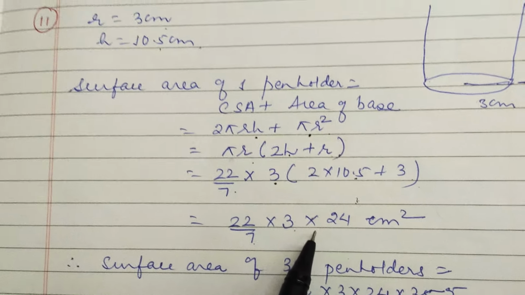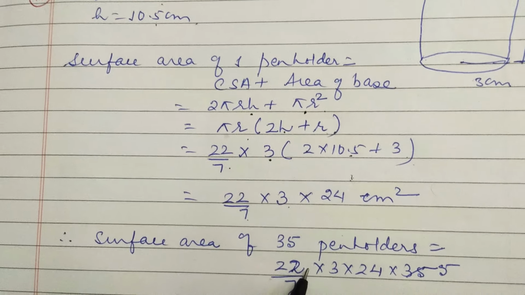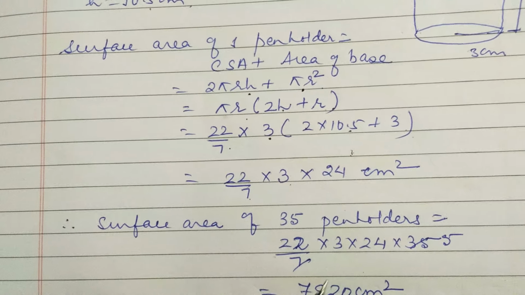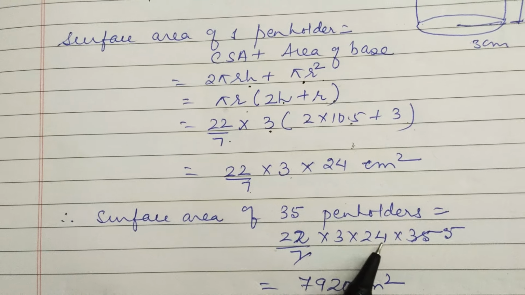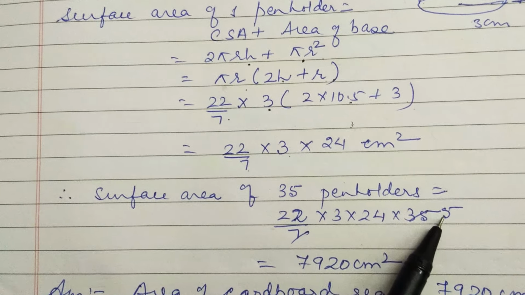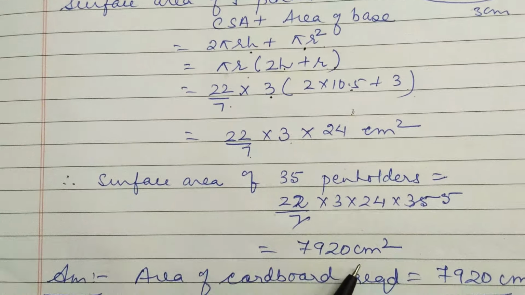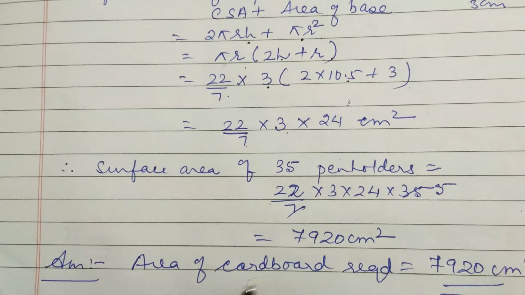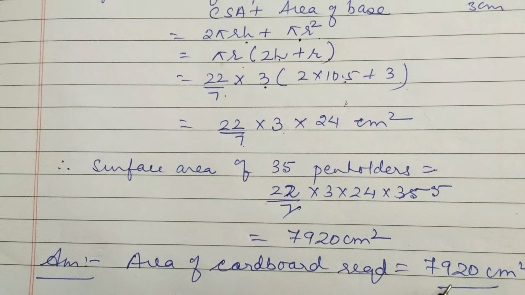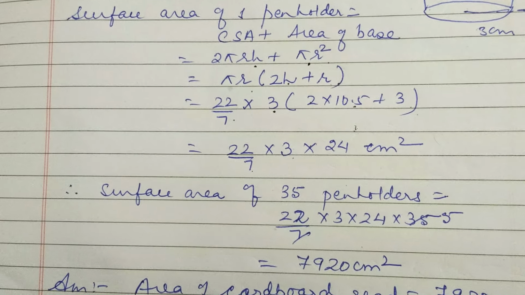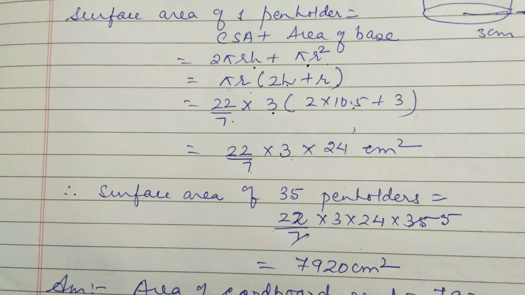We have to find out the surface area of 35 pen holders. So you multiply this number with 35. So 22/7 into 3 into 24 into 35. Just cut, 7 fives are 35. You will get 7920 centimeter square. So cardboard required will be equal to 7920 centimeter square. So students, for today this much only. Thank you.